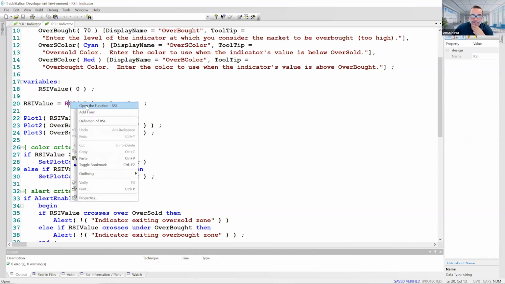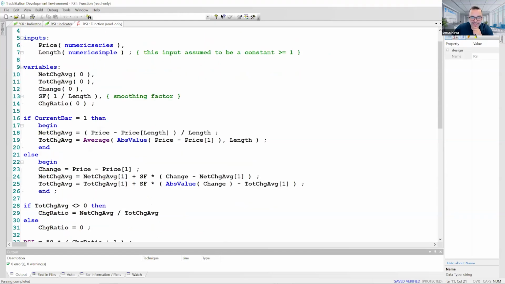I'm going to right click on this RSI and say, open the function RSI. And if you notice, this is two things. This is calculating the net change average. This is the formula that we talked about, which is the price minus the price 1 bar ago. So you're talking about what is the change in price divided by the length. And then it has the total change average, which is calculated over here. And then it's just one divided by the other to create a ratio. And that is what builds the RSI.